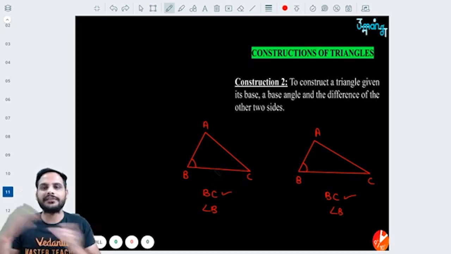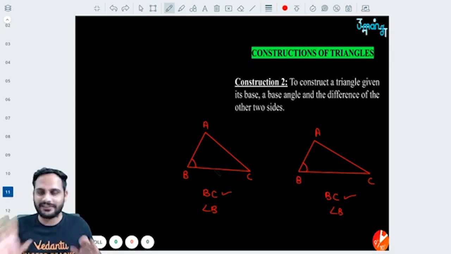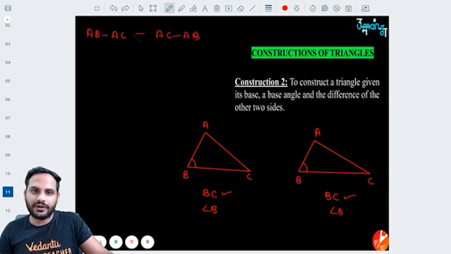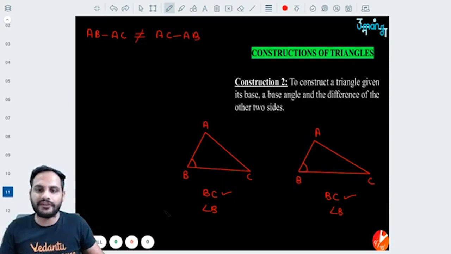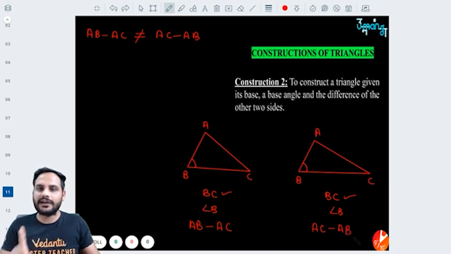Now see, in the sum of the sides, either I say AB plus AC or AC plus AB, that is the same thing. But if I write AB minus AC and if I write AC minus AB, they do not represent the same thing, right? So both are different cases. So two different cases we will be getting. One is when AB minus AC is given, the other is when AC minus AB is given.